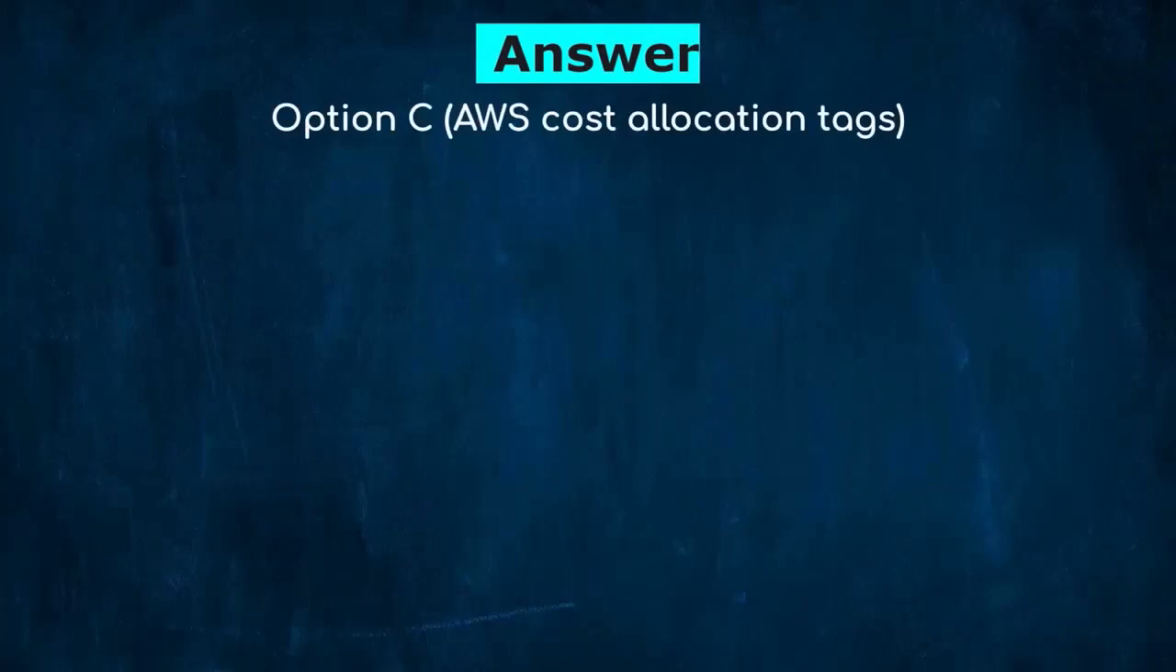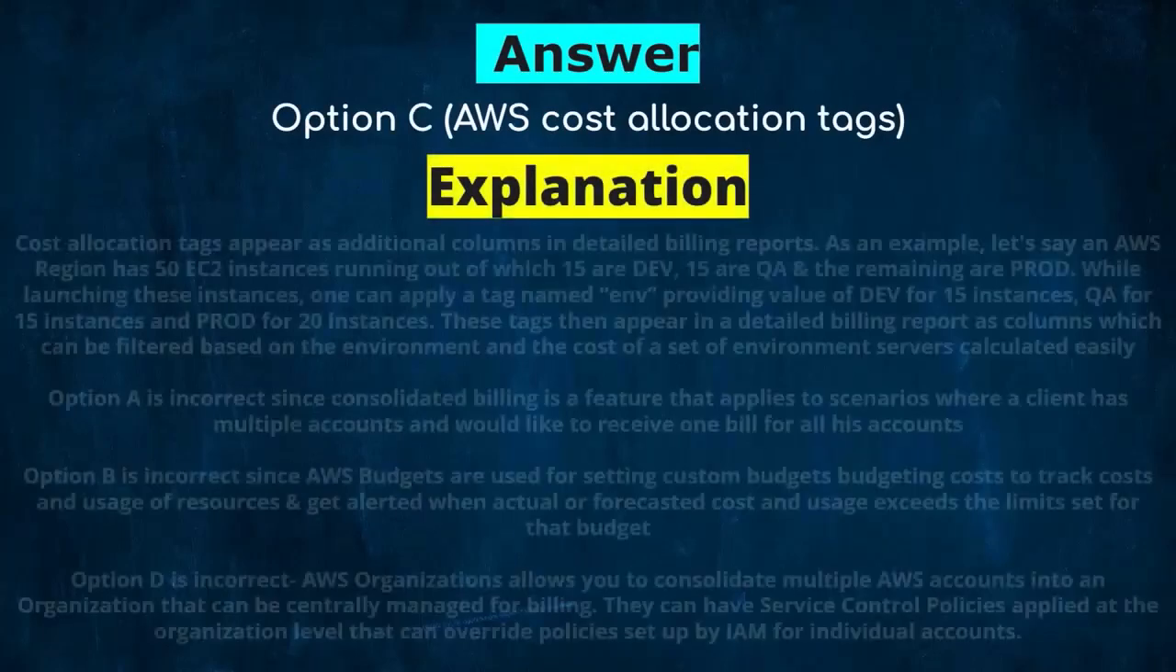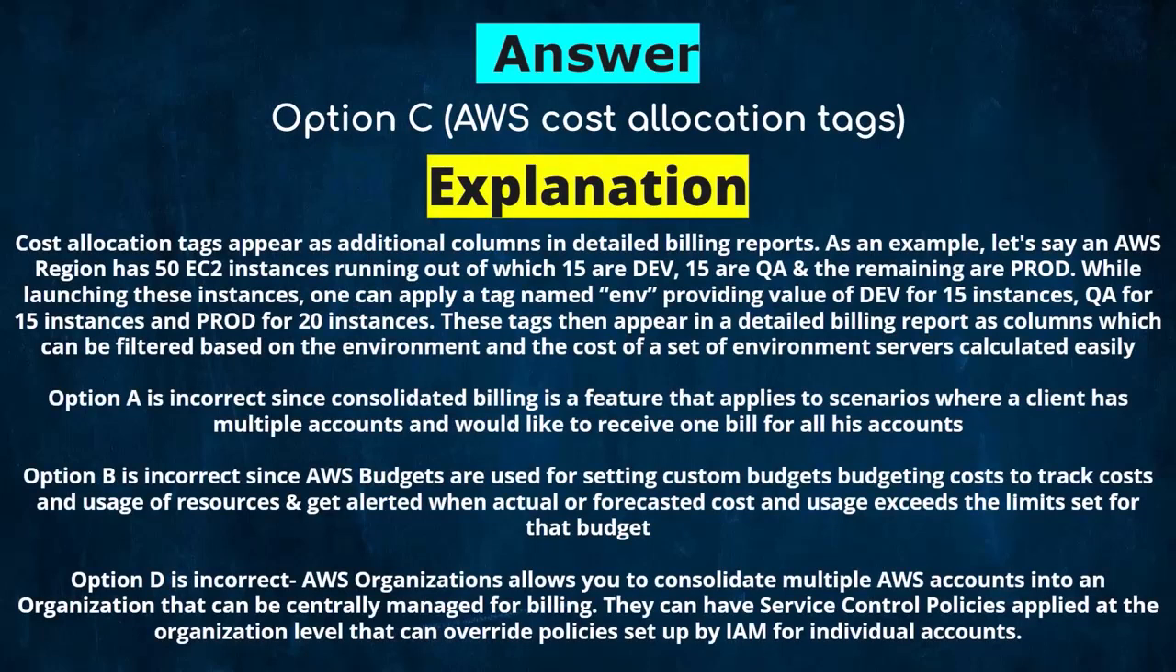AWS cost allocation tags. Explanation: cost allocation tags appear as additional columns in detailed billing reports. As an example, let's say an AWS region has 50 EC2 instances running, out of which 15 are dev, 15 are QA, and the remaining are prod. While launching these instances, one can apply a tag named ENV, providing a value of dev for 15 instances, QA for 15 instances, and prod for 20 instances. These tags then appear in a detailed billing report as columns which can be filtered based on the environment, and the cost of a set of environment servers calculated easily.